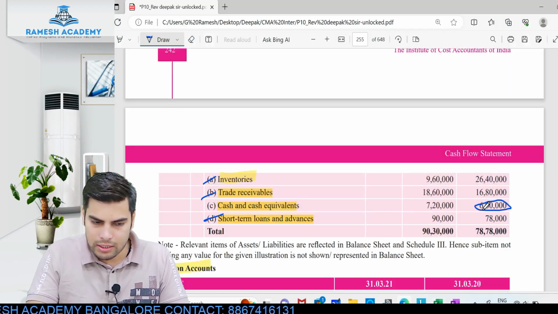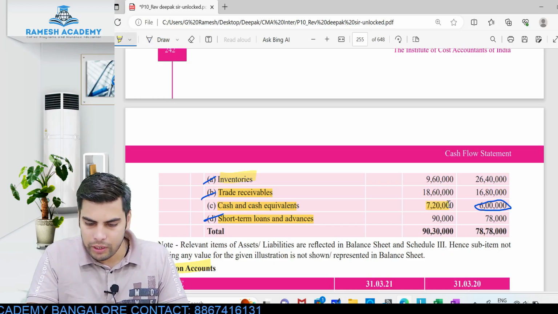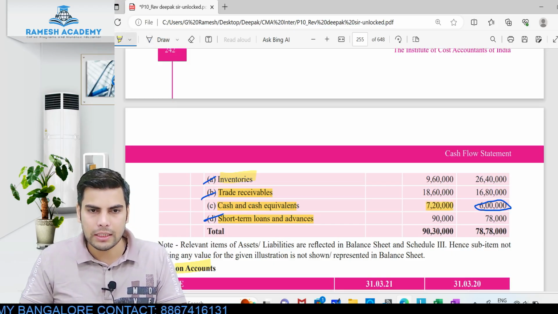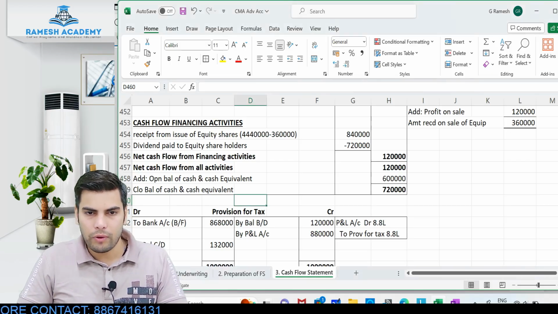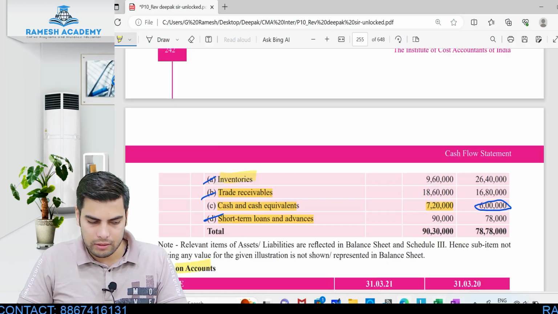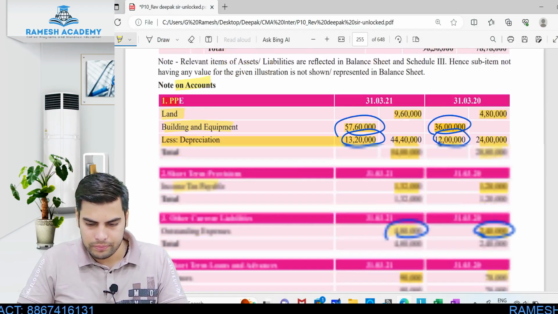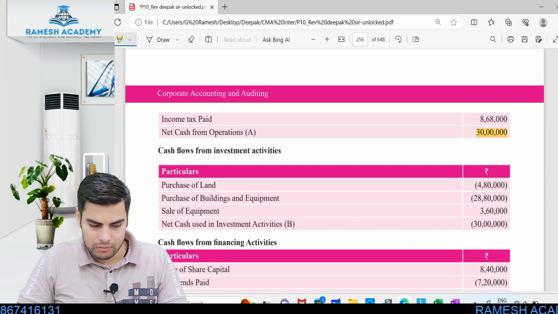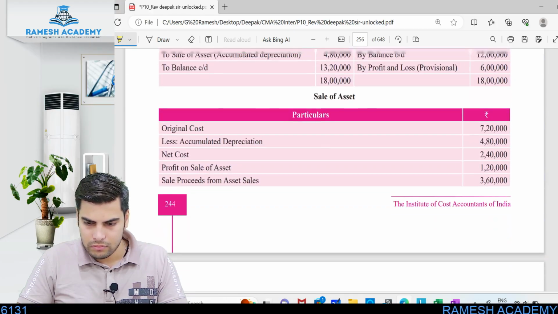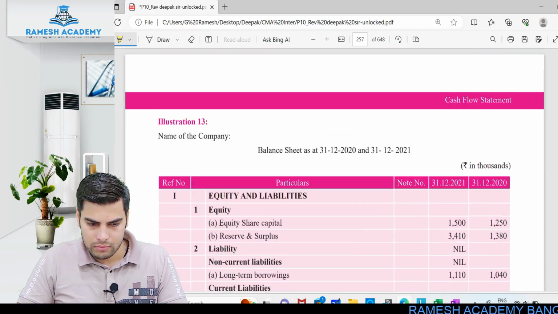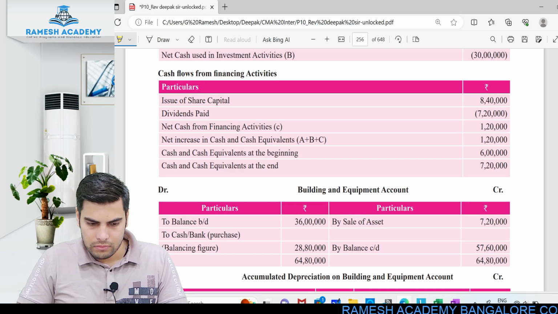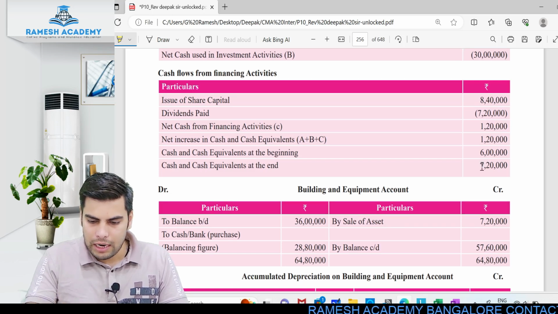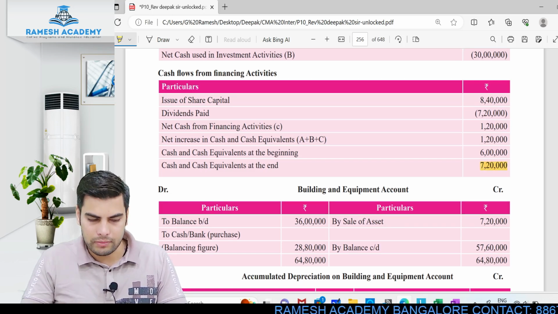7,20,000. Don't you think it's the same amount? Look at this. 7,20,000 is the closing balance of cash and cash equivalent. If this is the exact amount, it means the cash flow statement, whatever you have prepared, is absolutely correct. Okay, just check out the solution. Yeah, look at this. 7,20,000 rupees is the answer.